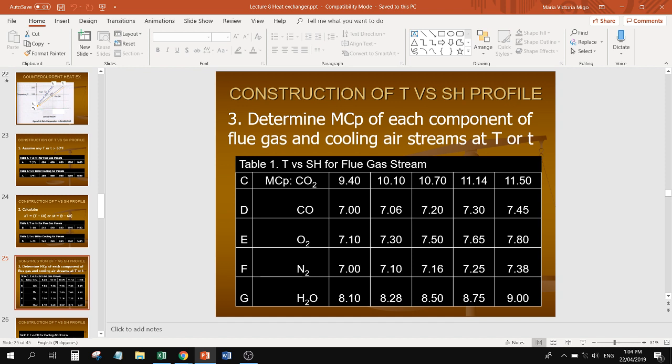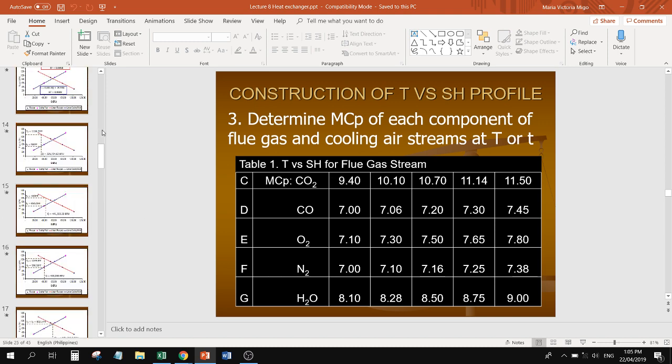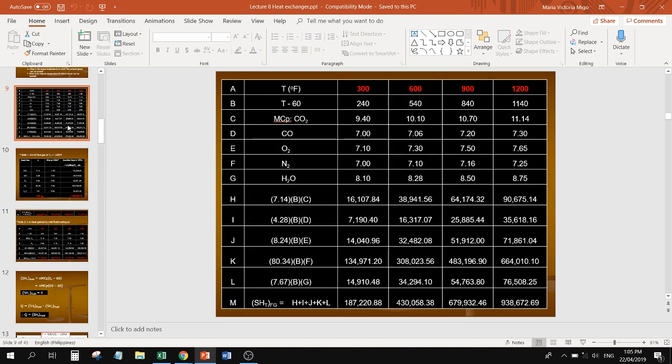The next step would be determining the MCP, or the specific heat, of each of the components of the flue gas. Remember, in our given, refer to the first problem. This is the composition of the flue gas in percentage. We assume that there are 100 moles of flue gas. Let me go back to that.